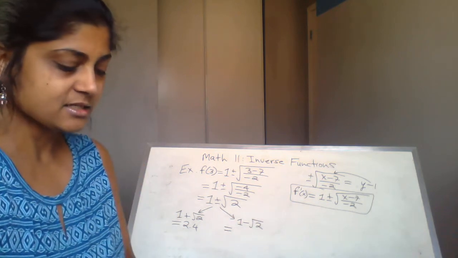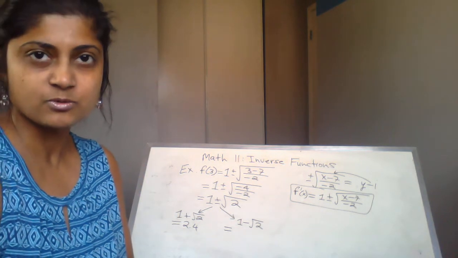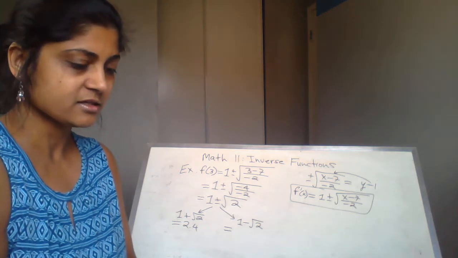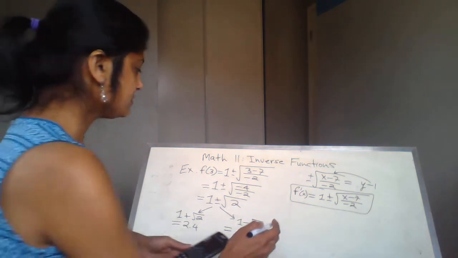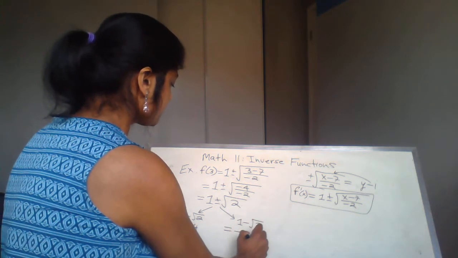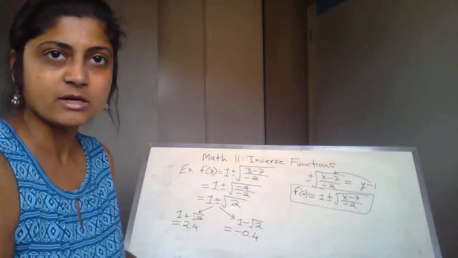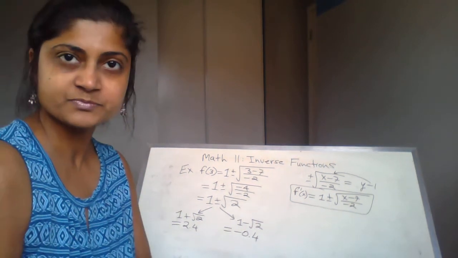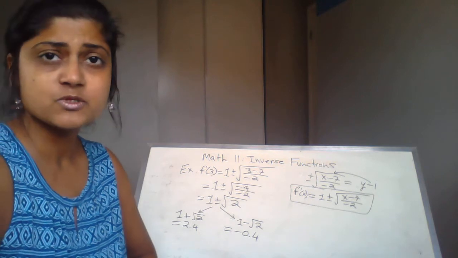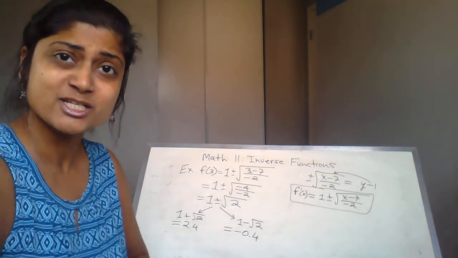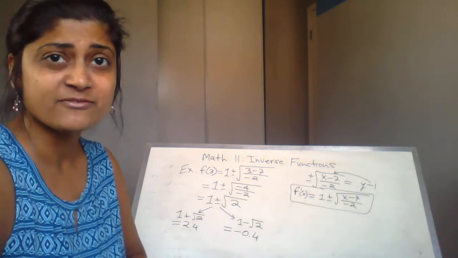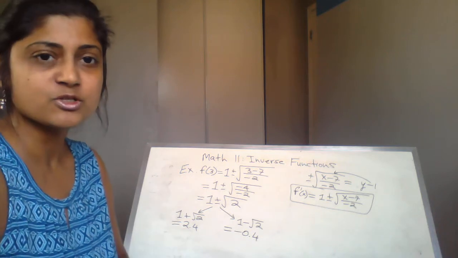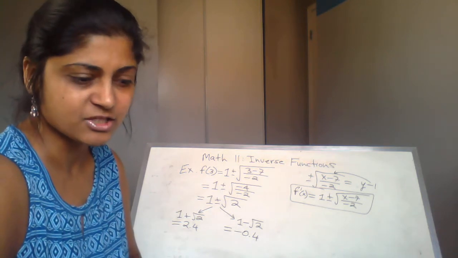Again, I just have two actual answers at the very end. So 1 minus square root 2 is negative 0.4. And it's okay if you're rounding this to one decimal, okay? When the teacher gives you a question like this, I do have to make sure I am showing both of my values here because there are two answers at the end here.